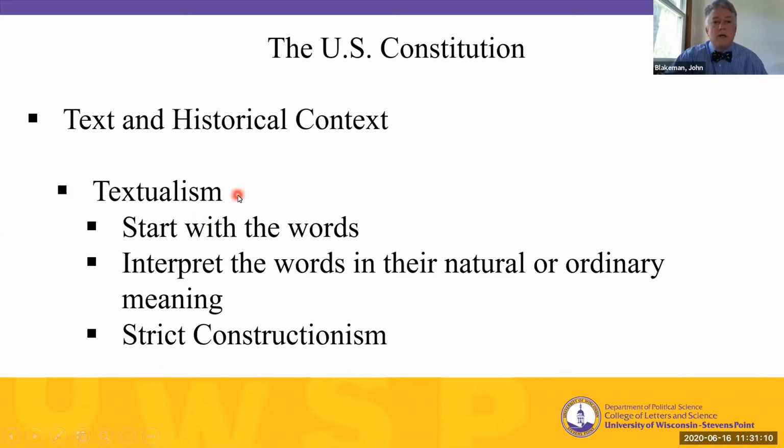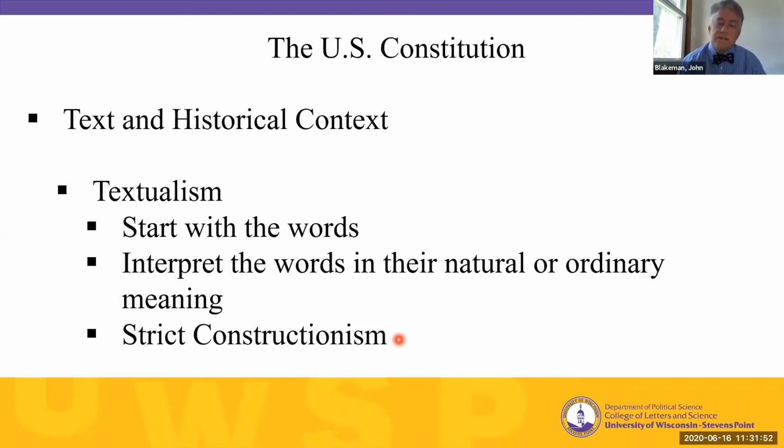We start with what we might call textualism. We interpret the Constitution first by starting with the words of the document. That sort of makes sense. And we interpret the words in their natural or ordinary meaning. This is sometimes called strict constructionism, that the words have a very grounded meaning, and we have to interpret the words of the document very strictly based on their meaning. This is all fine and good. It's a prominent way of interpreting the Constitution. It's a legitimate way of interpreting the Constitution.